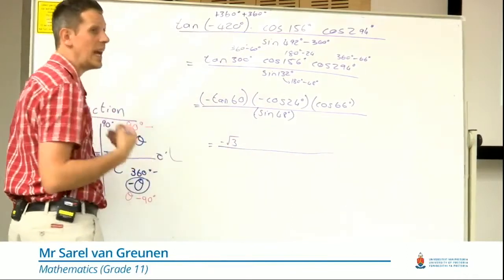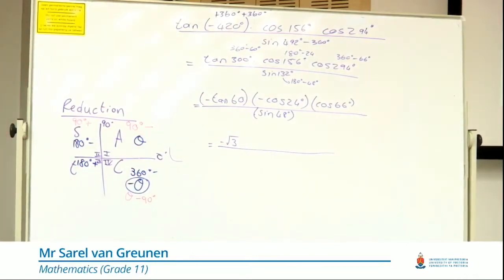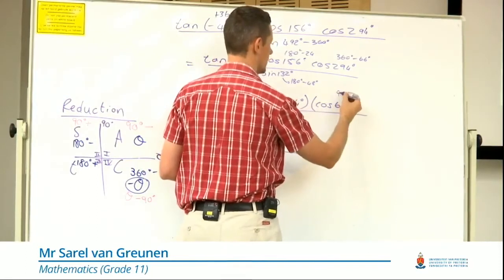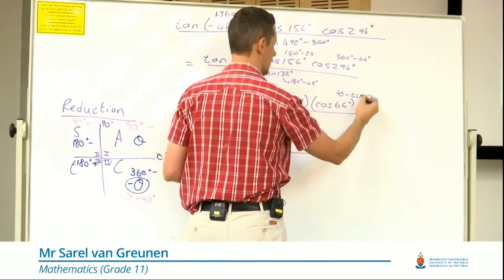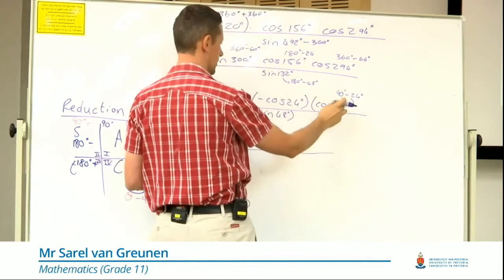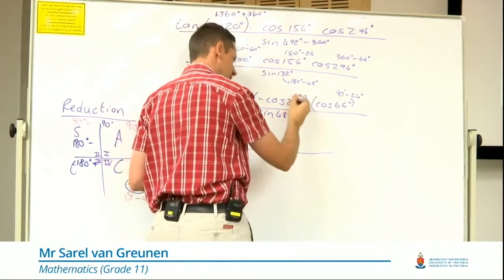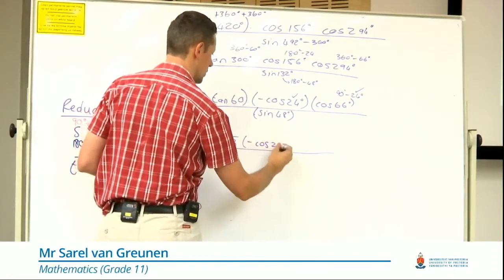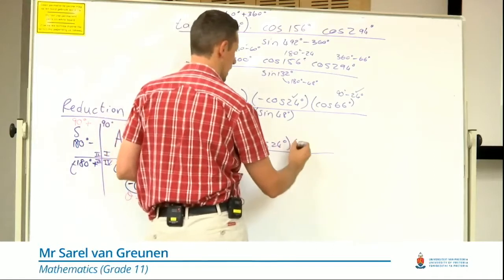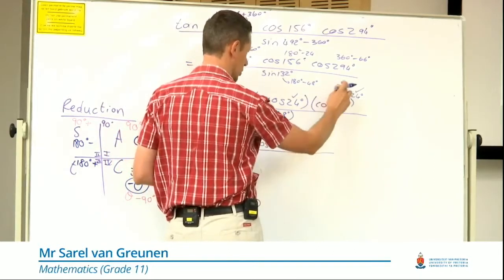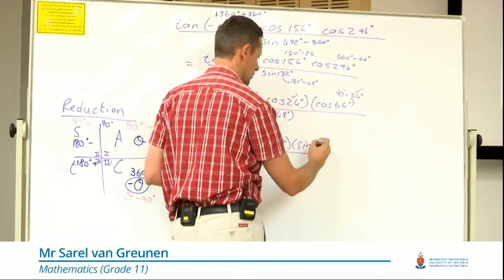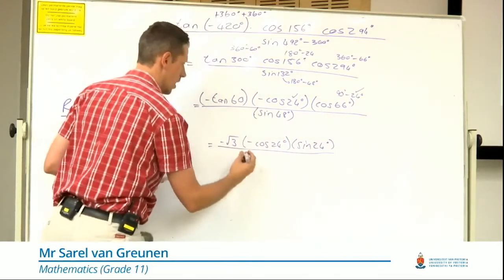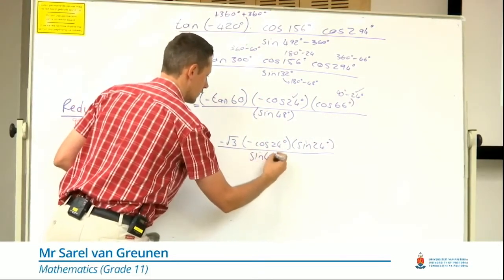Now, I'm going to try and get angles the same as far as possible. So I don't want to work with 66. So I'm going to work with 90 degrees minus 24, because that gives me a 24. So I'm going to go negative cos 24 degrees. And this one becomes sine, because I'm working with 90 in the first quadrant, sine 24 degrees over sine 48.